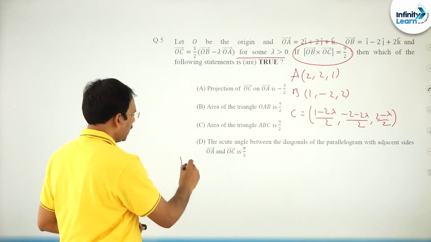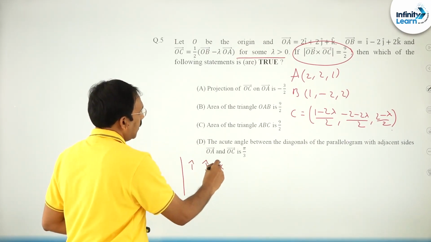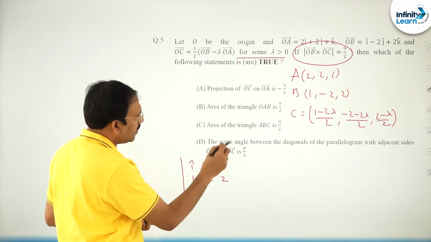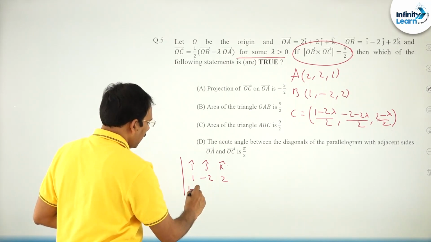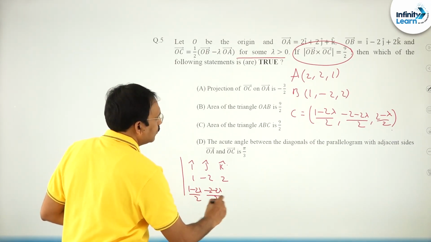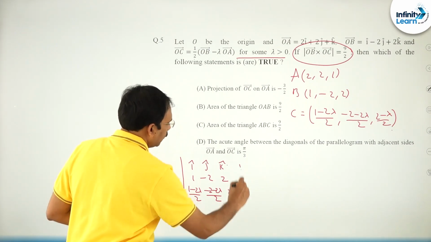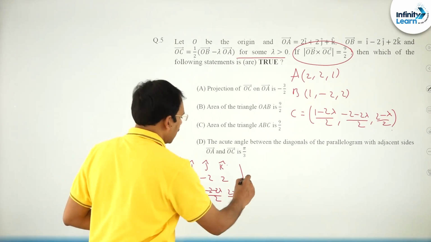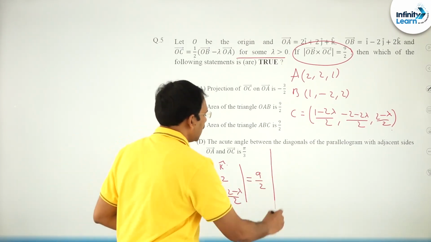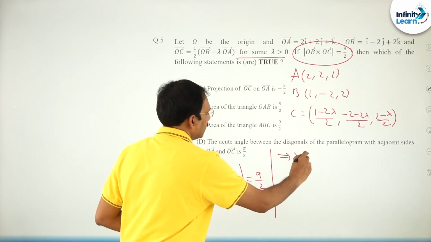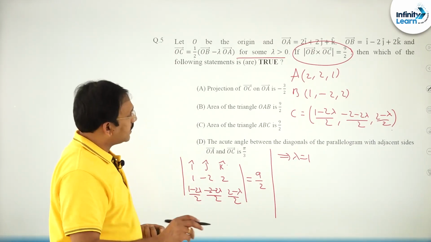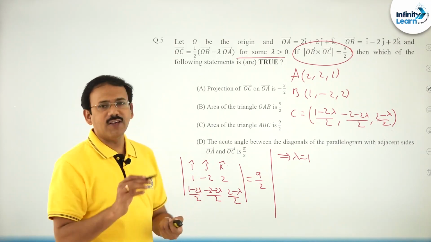It is very simple, you can take i, j, k. OB bar means (1, -2, 2) and OC bar is the same, (1 - 2 lambda)/2, (-2 - 2 lambda)/2, (2 - lambda)/2. You just equate this magnitude to 9 by 2, you just expand, you will get lambda value as 1, that is all. Lambda value is 1. Once lambda is 1, which of the following is correct?